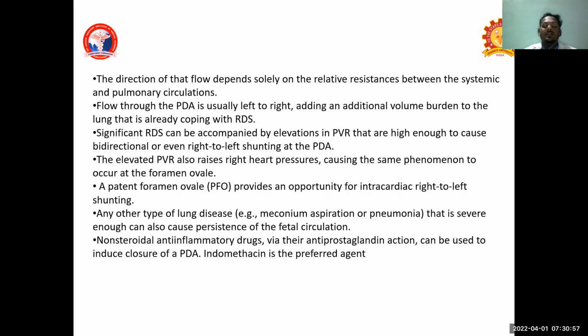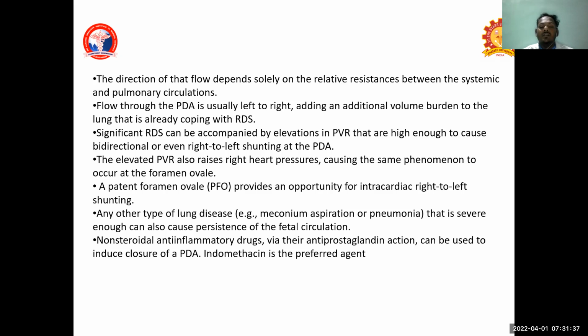with RDS. Significant RDS can be accompanied by elevation in PVR high enough to cause bidirectional or even right to left shunt at the PDA. The elevated PDA flow also raises right heart pressure, causing the same phenomenon to occur at the foramen ovale level. A patent foramen ovale provides an opportunity for intracardiac right to left shunting. Any other type of lung disease that is severe enough can also cause persistence of the fetal circulation.